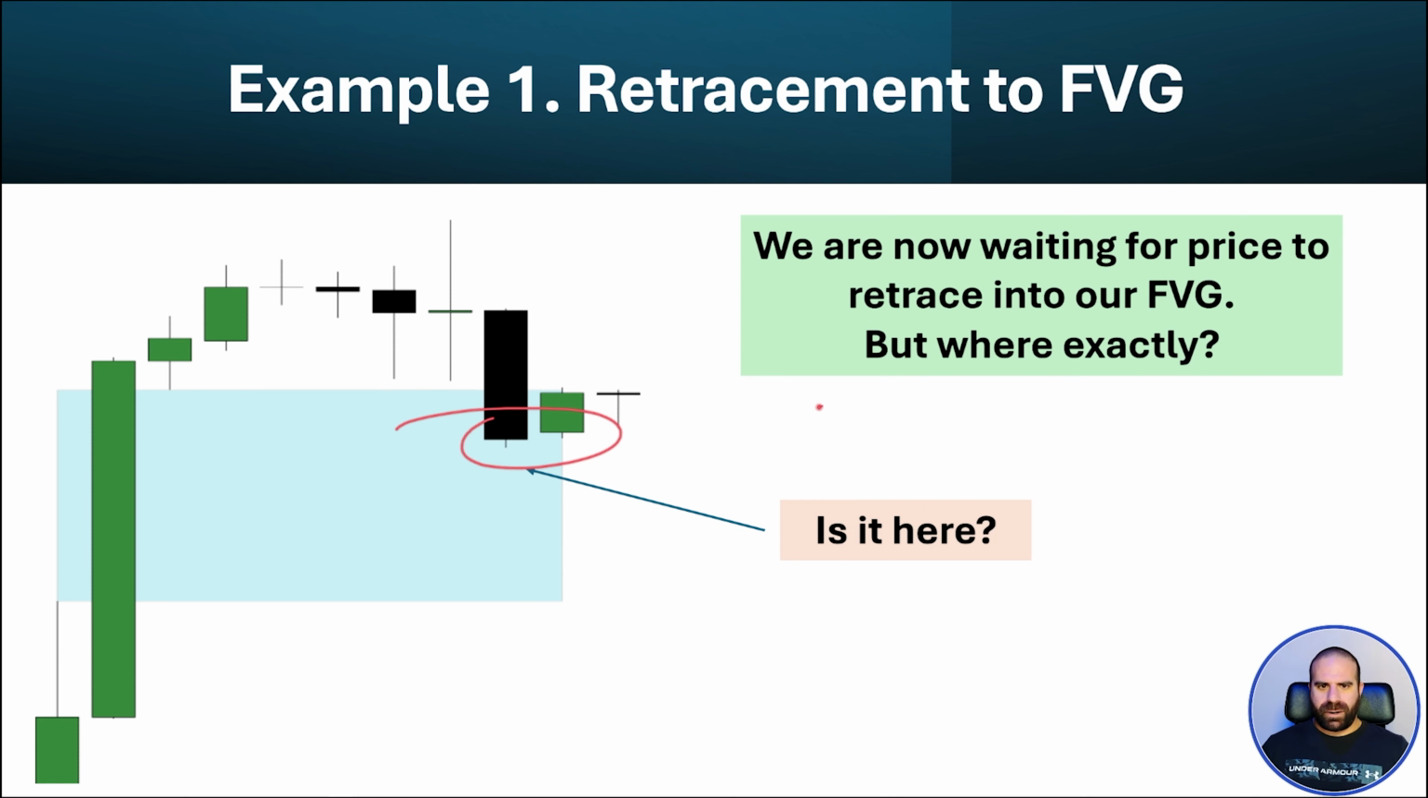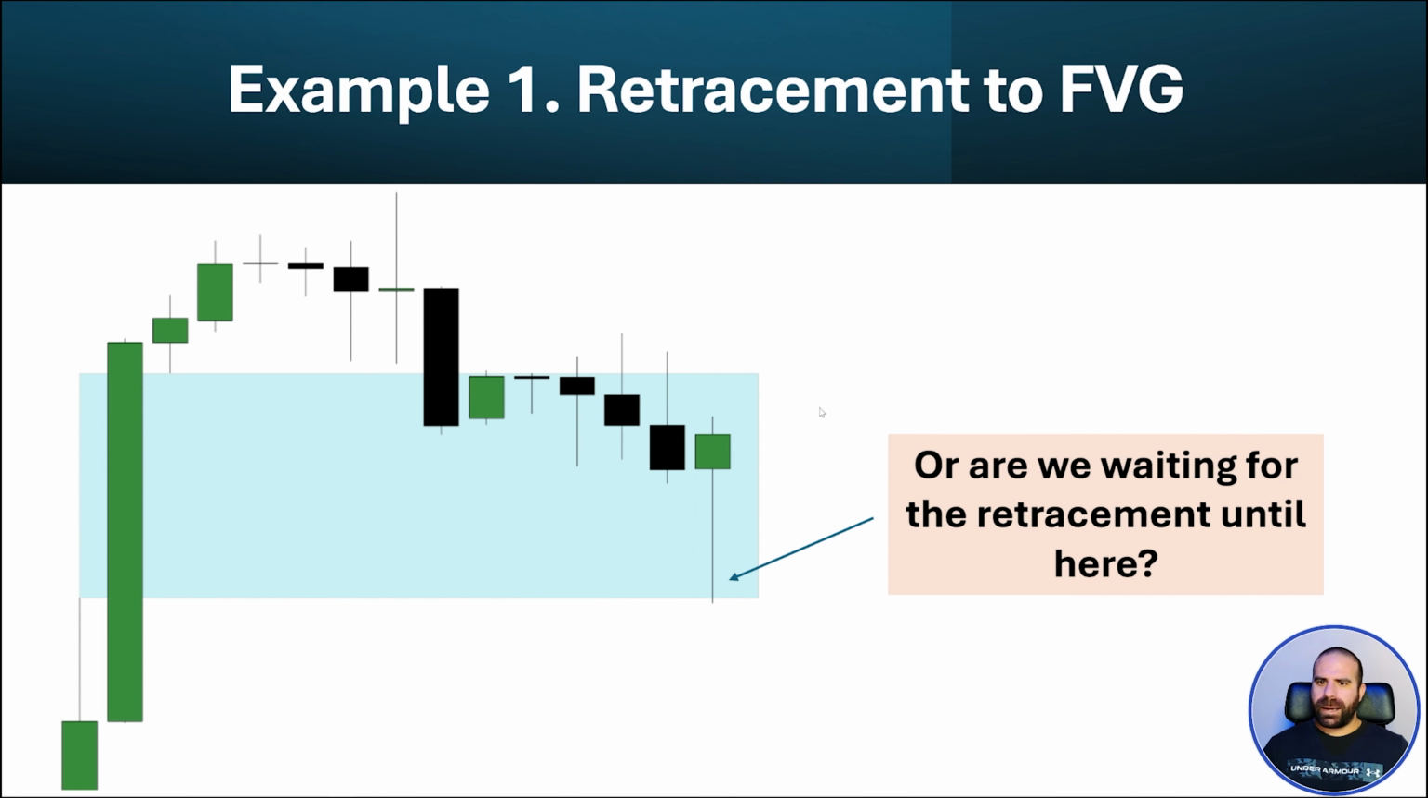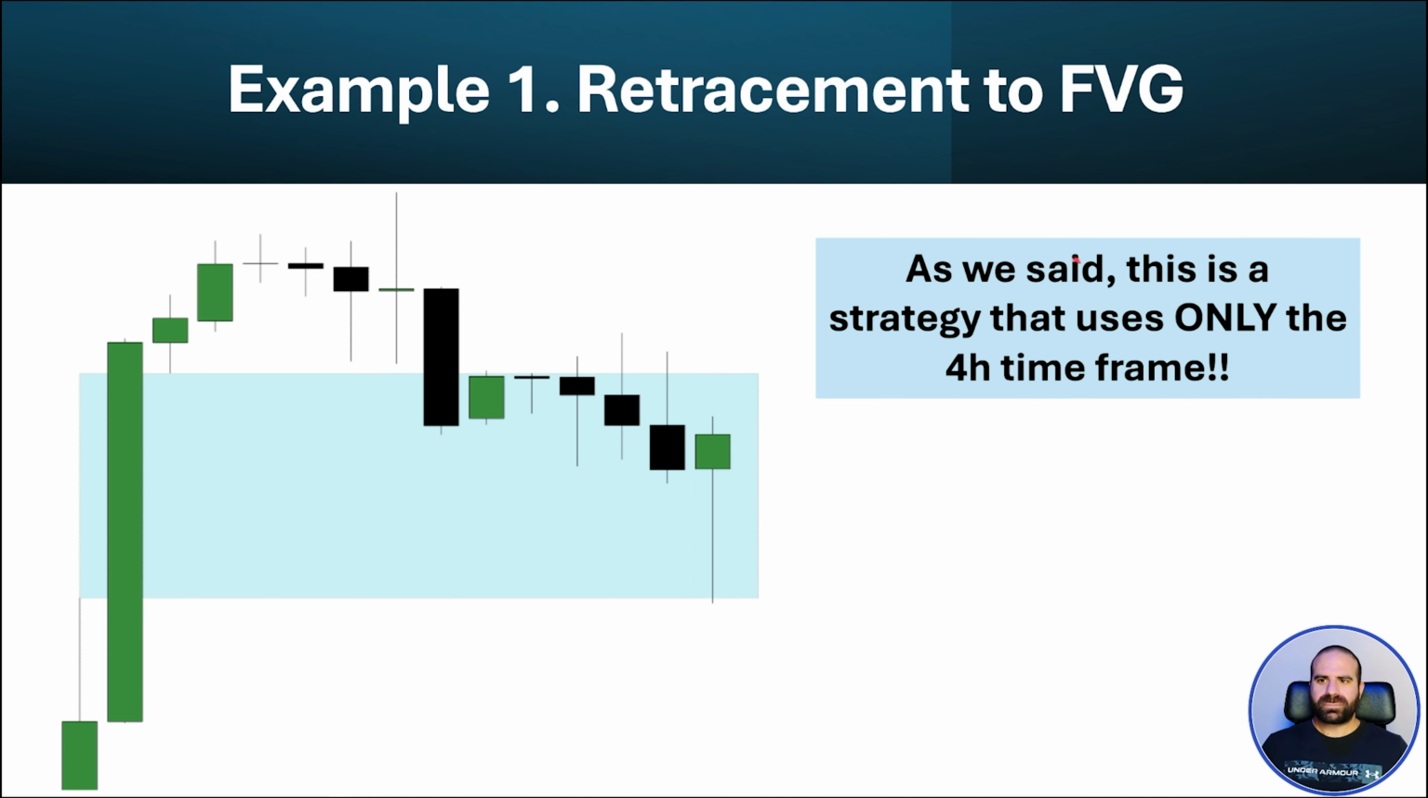Are we buying here, or are we waiting for the retracement until here? And you will tell me, how will we know that the retracement is gonna take place until here and not here and not here? What is going on here? I said many times the word here, so let's move forward.